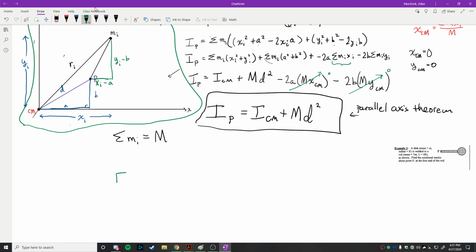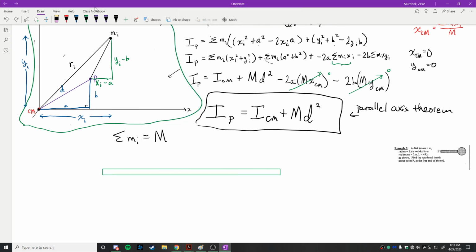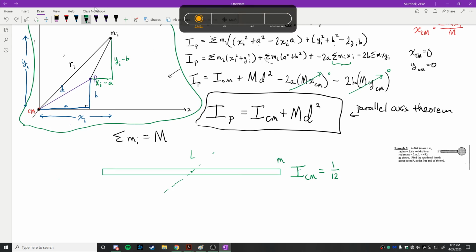So we learned that for a long rod, let's just use the shape tool. If I have a long rod, and that rod has a mass that we call m, and it has a length that we call L, then the moment of inertia about the center of mass, an axis that would go straight through the rod, we derived to be equal to 1/12 times the mass times the length squared, right? That's what we derived, right?